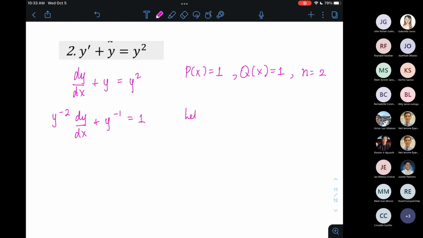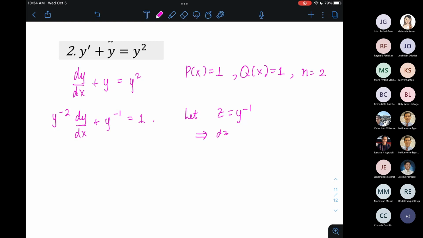So here I will let z to be y to the negative 1 because again, I want this to be just linear, or this would be the dependent variable raised to the first power. So tawagin ko siyang z. Tatago ko siya sa pangalang z. But I changed the dependent variable. So any change in the dependent variable will entail a change in the derivative, right?